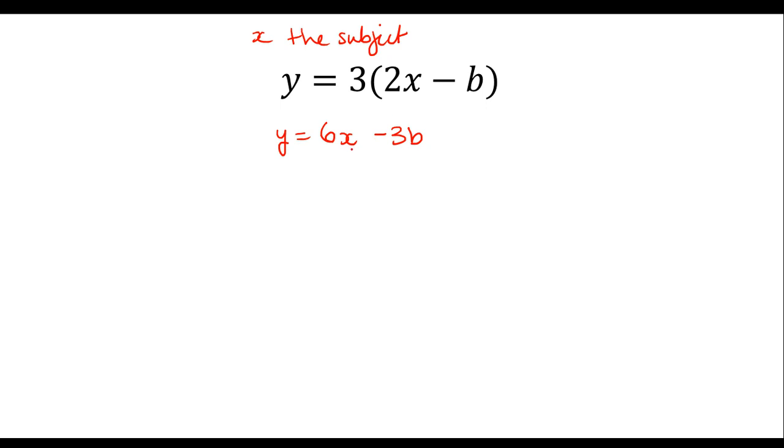Now it looks like the questions you probably did on Tuesday. I want to get x all by itself, so I'm going to add 3b. It's going to be y plus 3b equals 6x. I just want x, so I'm going to divide everything by 6. So y plus 3b all divided by 6 gives me x. And there we have our rearranged formula. Once we've expanded the bracket, it's just like the ones we did yesterday.